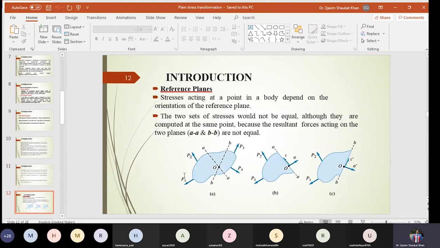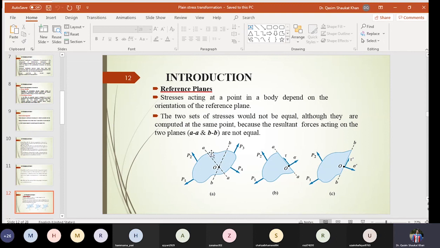Okay, next is the reference planes. Now, if you look at this figure, over this body, these are the external loads, P2, P1, P3, P4. This is your body, and these are your external loads acting over the structure. Okay. This O is any reference point which is selected. So if we cut the body into two halves, okay, along this plane AA and then along this plane BB.